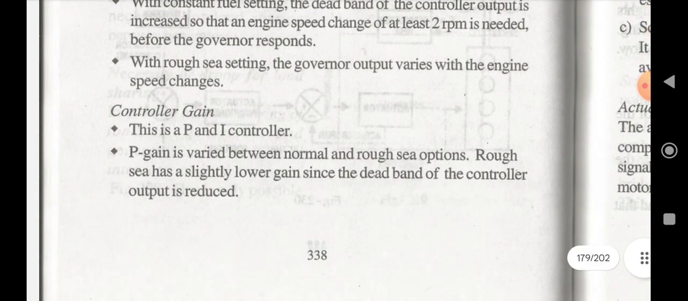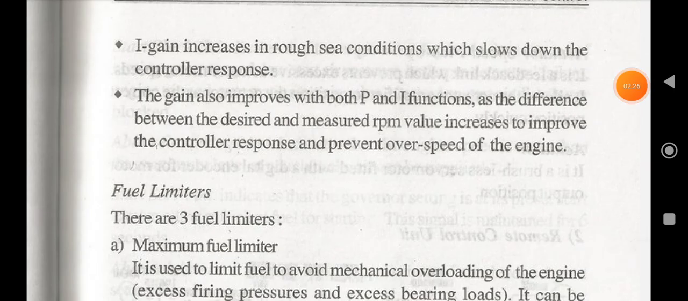Then controller gain. This is a PI controller. The P gain is varied between normal and rough sea options. Rough sea has slightly lower gain since the deadband of controller output is reduced. I gain increases in rough sea condition, which slows down the controller response. The gain also improves with both P and I function. Difference between the desired and measured RPM value increases to improve controller response and prevent overspeed of the engine.